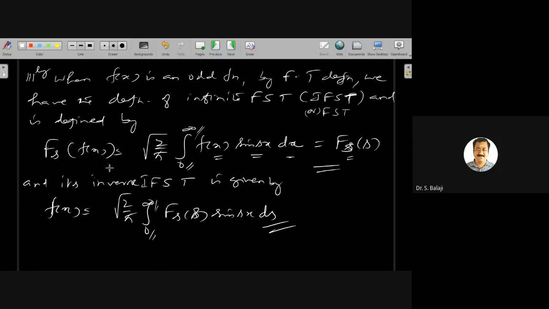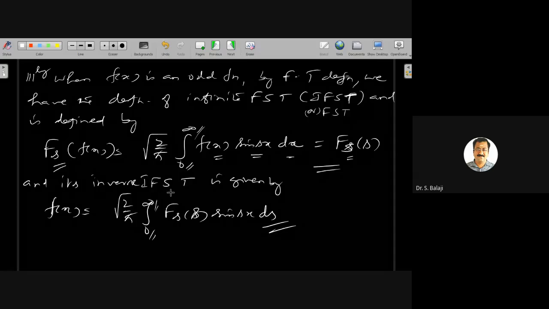For the Fourier sine transform we use the notation Fs of f of x, equal to root of 2 by pi, integral 0 to infinity of f of x sin sx dx. Everything is in x, and the result will be a function of s, so under the sine transform we use s. S may be small or capital, no problem. Fs of s.